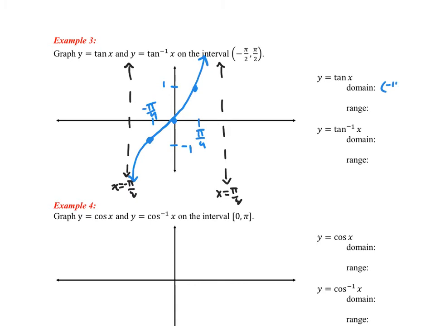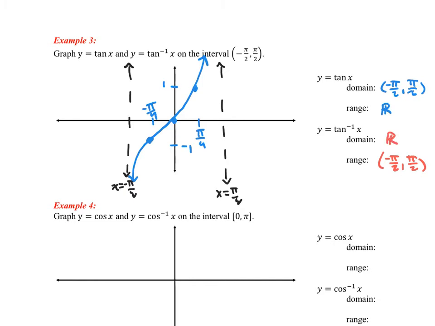Okay, so the domain we've restricted, we've said from negative pi over 2 to pi over 2. So that's going to be equivalent to the range of inverse tangent. So that means we're going to have horizontal asymptotes that are going to be enclosing this function. All right, so what's the range of tangent? Well, we don't have a limit on the range, so all real numbers. Therefore, the domain on inverse tangent will also be all real numbers.